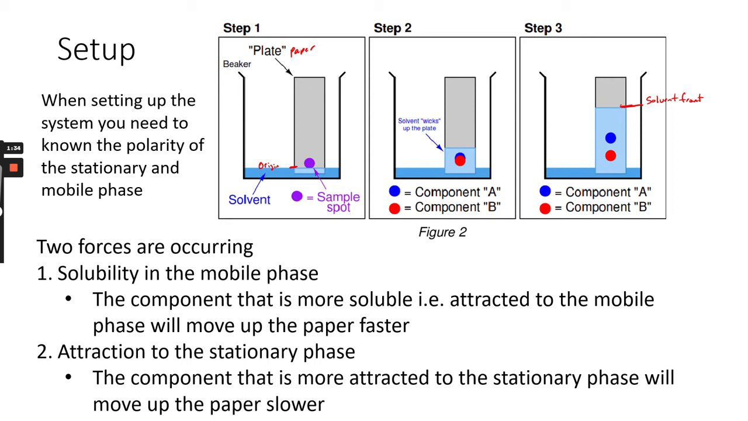Okay, so when setting up the system, you have to know what you're using. You have to know the polarity of the stationary phase. So your paper, is it polar or nonpolar? And of the mobile phase, is your solvent polar or nonpolar? Because there are two forces that are occurring. One, there's the solubility of your dot or your solute in the mobile phase. The component that is more soluble, i.e. attracted to the mobile phase, will move up the paper faster. So in this case, that's the blue dot.